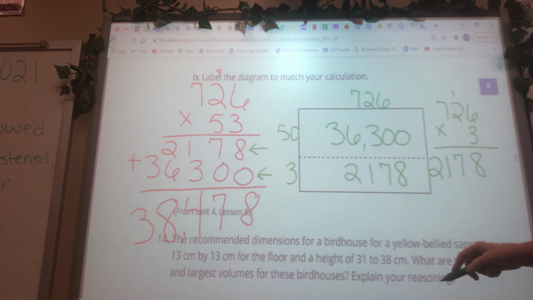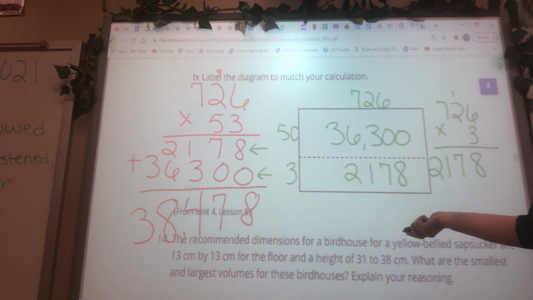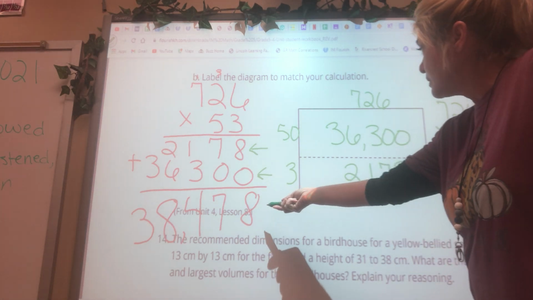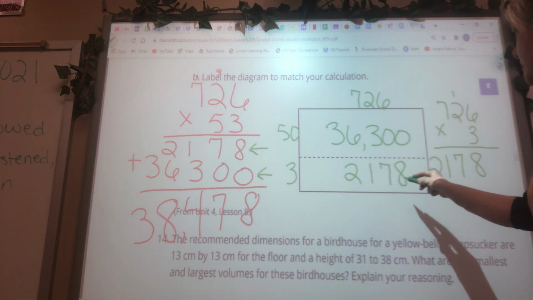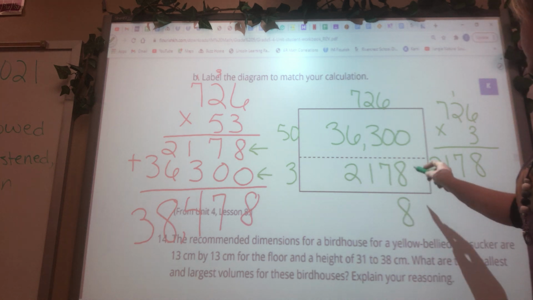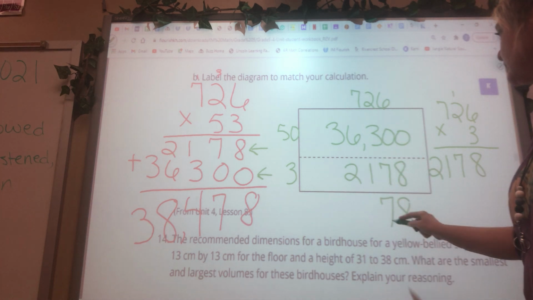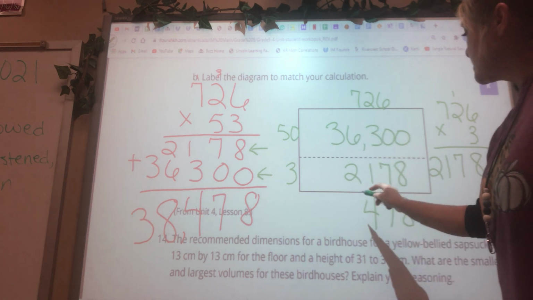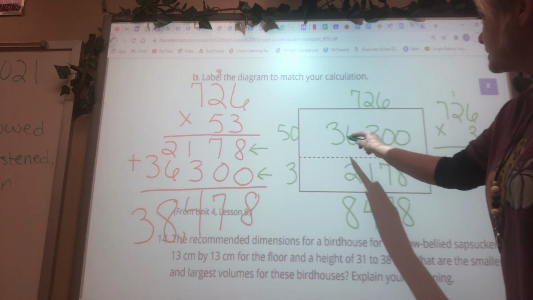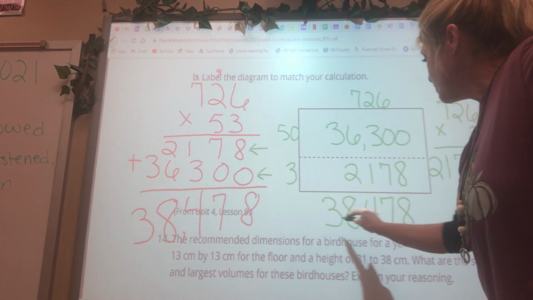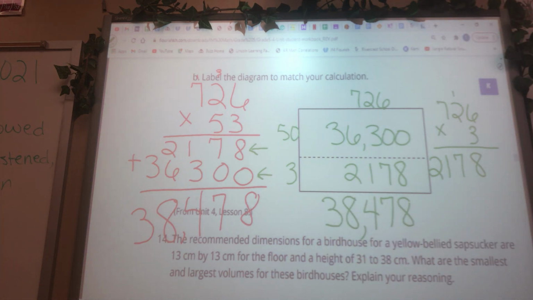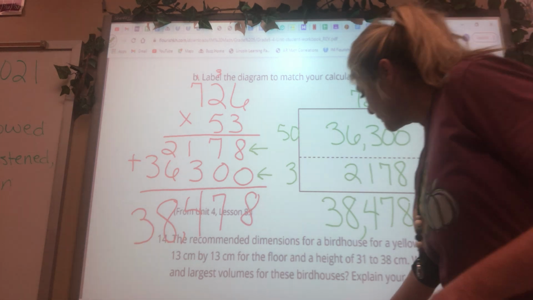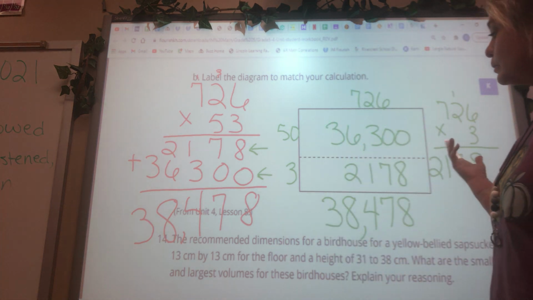2,178. So if I add these together, I should still get this number, shouldn't I? So 0 plus 8 is 8. 0 plus 7 is 7. 3 plus 1 is 4. 6 plus 2 is 8. And 3 plus nothing is 3. So it doesn't matter. We use the standard algorithm there, and then we just filled in our decomposing box, which is just broken down into place values.